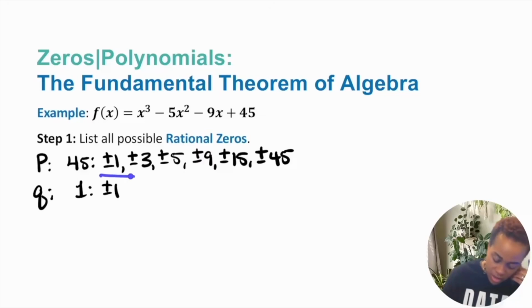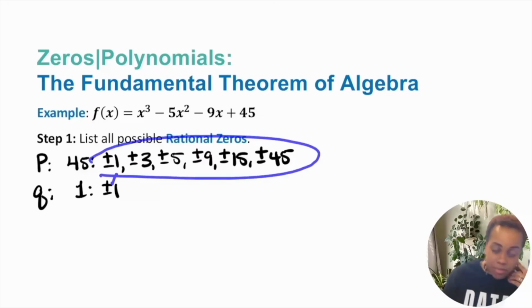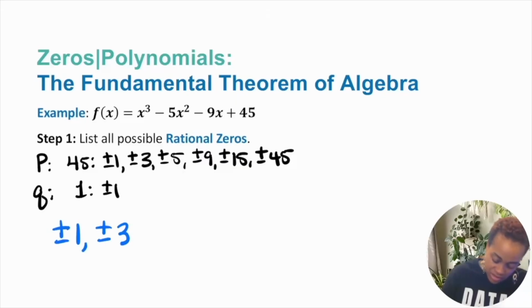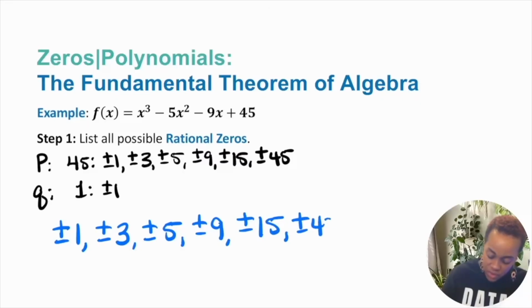We're going to take all of these and divide them by 1. So if all of them are divided by 1, what is your list? My list is plus or minus 1, plus or minus 3, plus or minus 5, plus or minus 9, plus or minus 15, and plus or minus 45. That is 2, 4, 6, 8, 10, 12. We are not going to test all 12 of these.